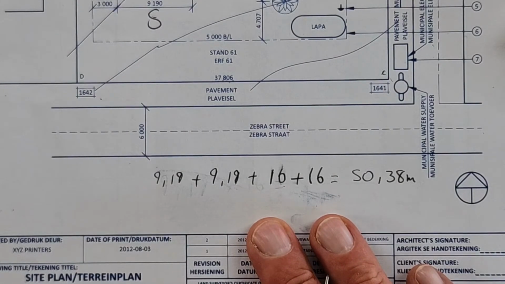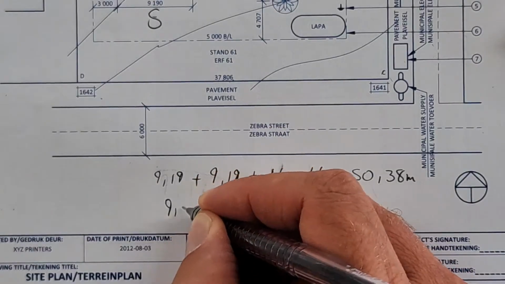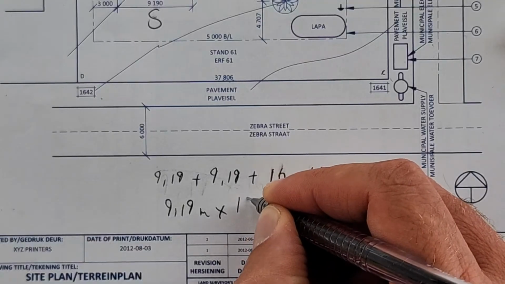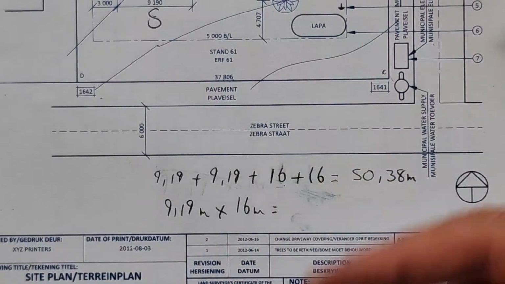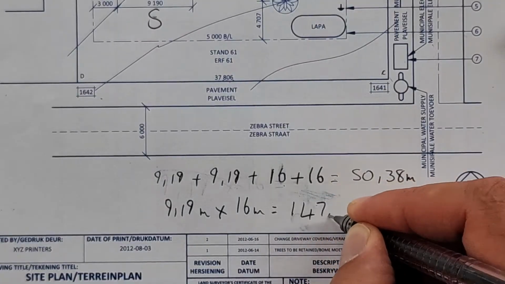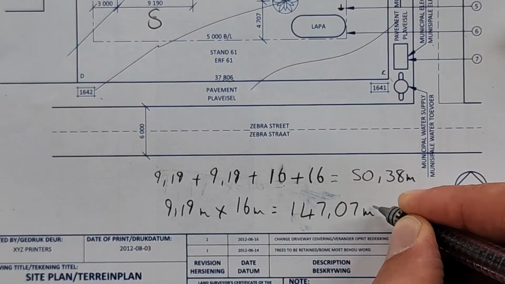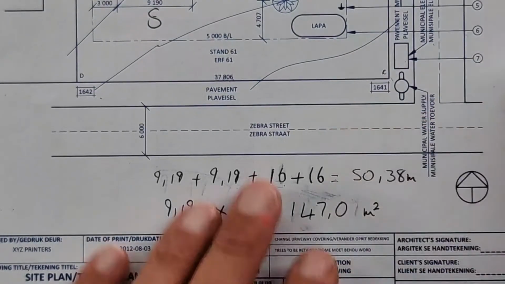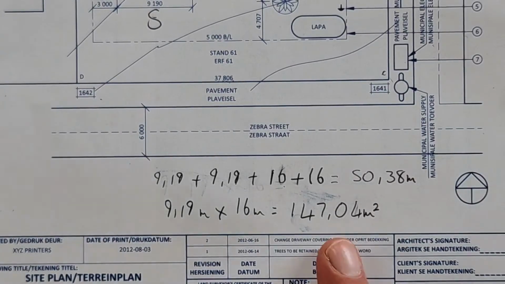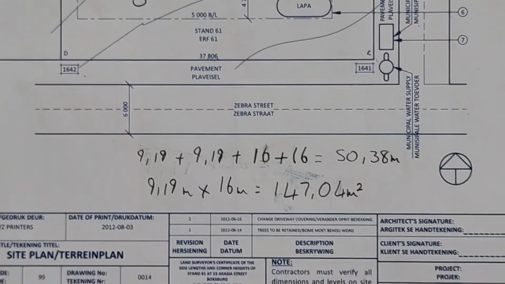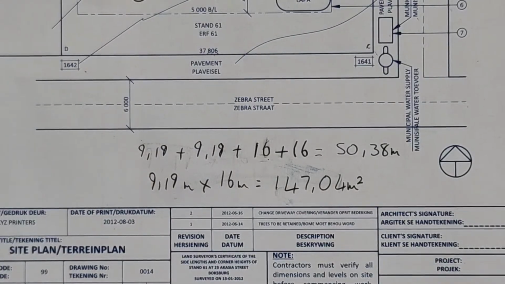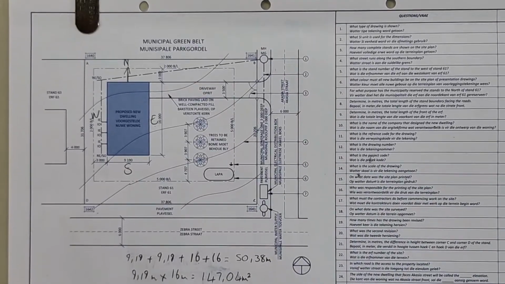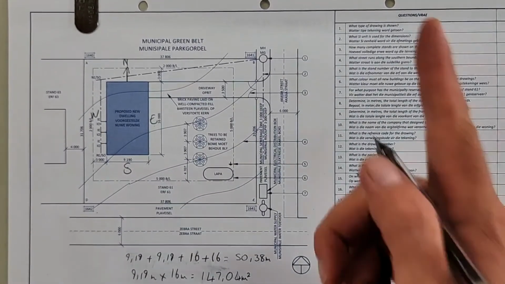Determine the area of the new dwelling in square meters. So that's 9.19 meters times 16 meters, which equals 147.04. Right, there we've done it. We've done the entire 3.2. We haven't had any stress or anxiety because we are doing this with confidence. That's how you do a civil analytical. Now it's your turn.